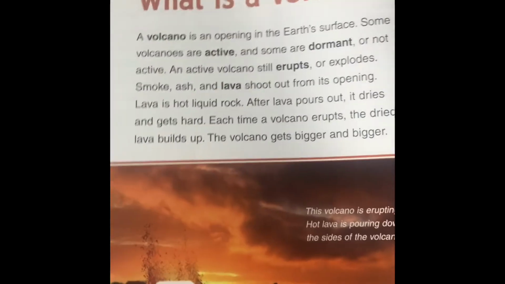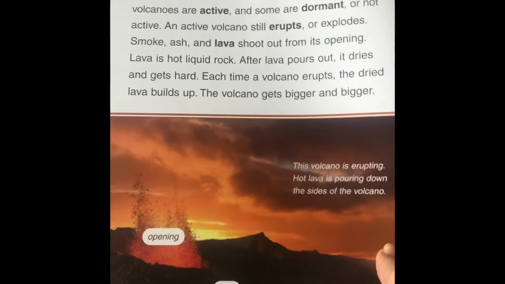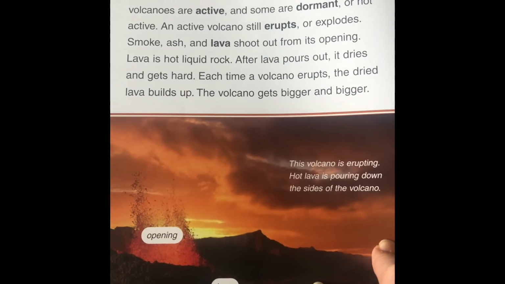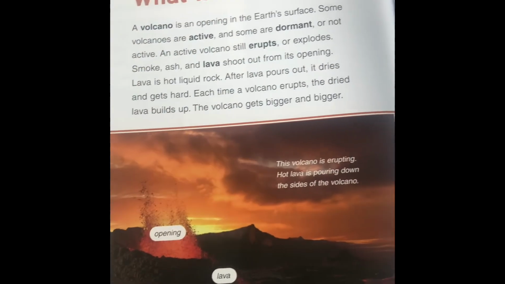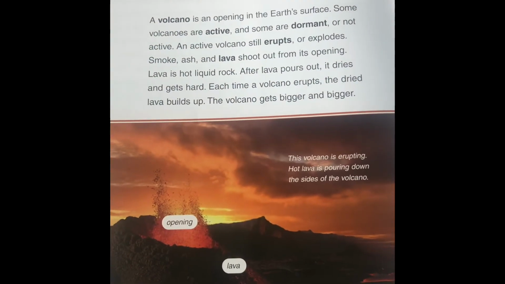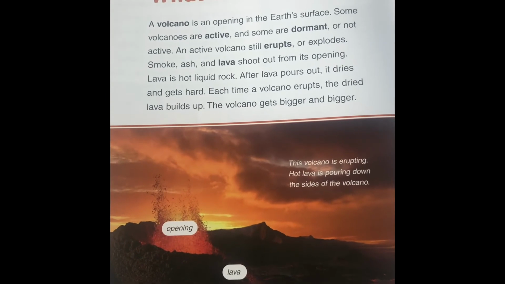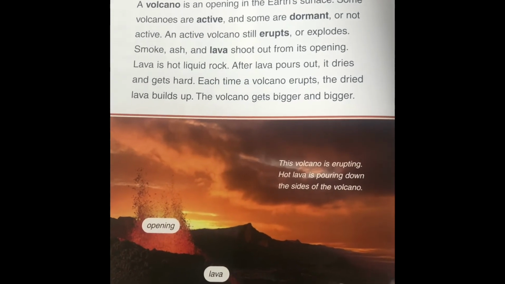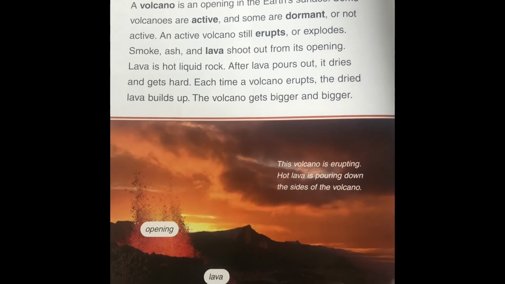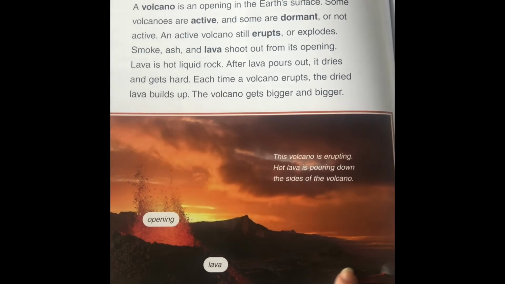What is a volcano? A volcano is an opening in the Earth's surface. Some volcanoes are active and some are dormant, or not active. An active volcano still erupts, or explodes. Smoke, ash, and lava shoot out from its opening. Lava is hot liquid rock. After lava pours out, it dries and gets hard. Each time a volcano erupts, the dried lava builds up. The volcano gets bigger and bigger.